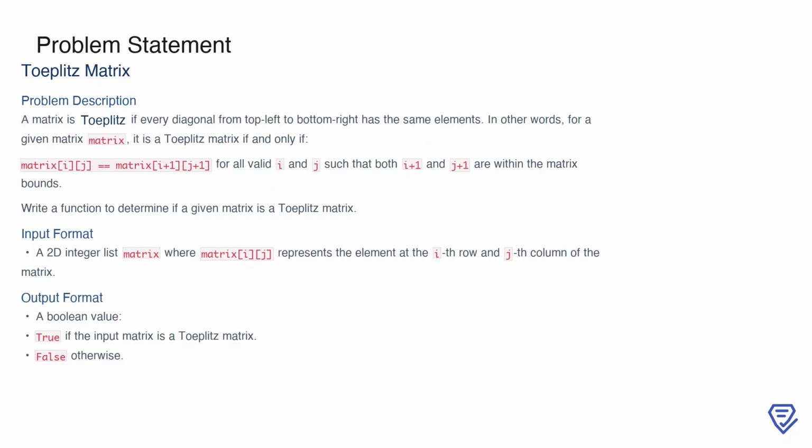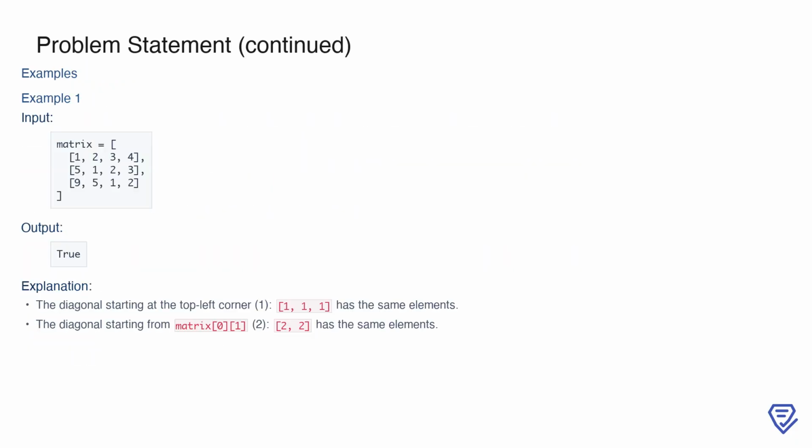Your task is to write a function that checks whether a given matrix meets this condition and returns a Boolean value, true if the matrix is Toeplitz, and false otherwise. The input will be a 2D list of integers representing the matrix, and the output should indicate whether the matrix satisfies this property. Let's look at an example to better understand the concept.